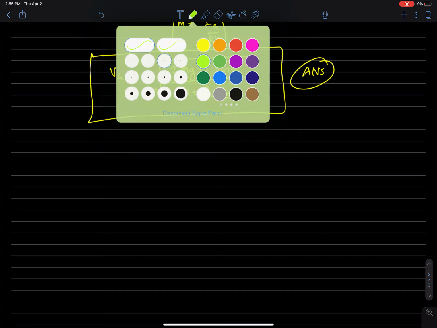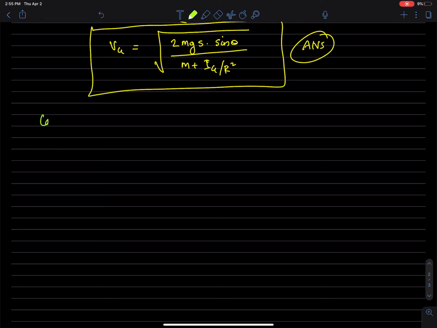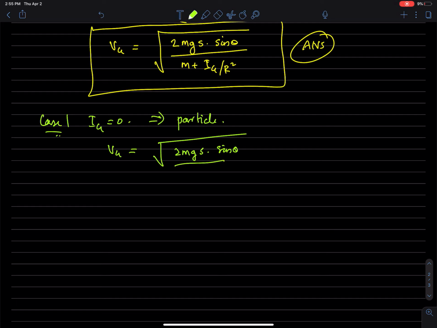Case 1, Ig equal to 0, which is basically a particle. In other words, it's got no moment of inertia, it's a particle. So then Vg equals square root of 2mg s sine theta divided by m. M gets cancelled, and all you get is 2g s sine theta. So this is what you get if it's a particle.